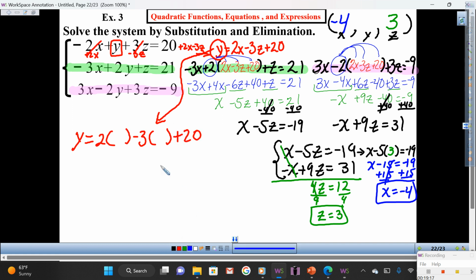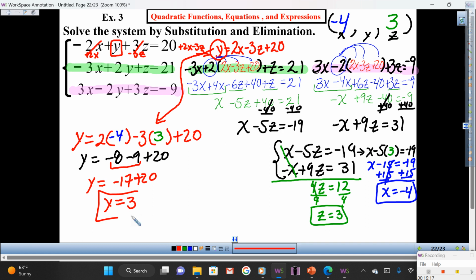So x is negative 4. Z is 3. And let's see what we get. Y equals negative 8 minus 9 plus 20. Negative 8 and negative 9 is what? Negative 17 plus 20. And that is what? 3. And that goes right there. And that is my solution.